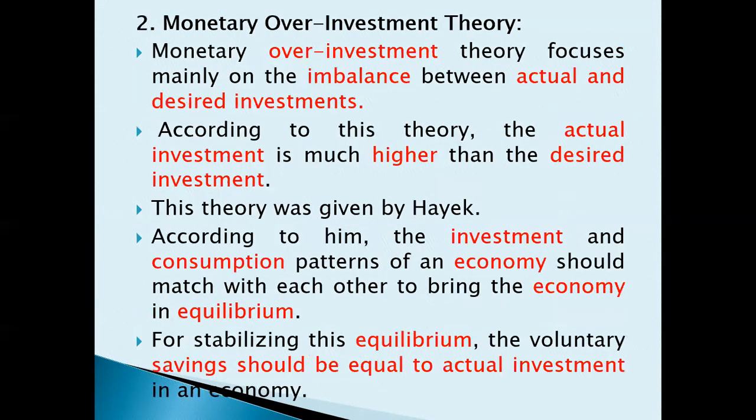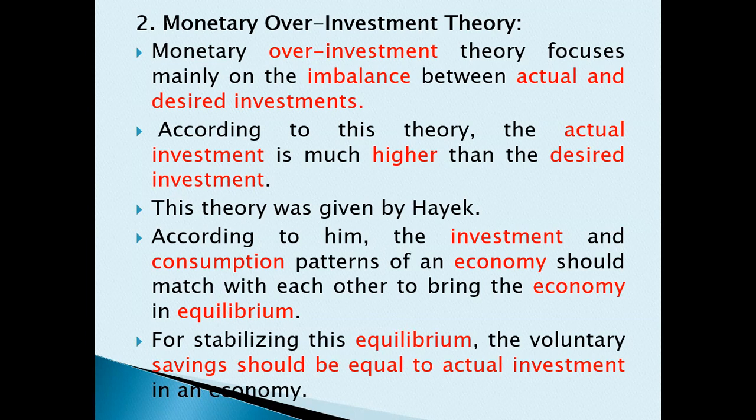Next theory is the monetary over investment theory. This theory mainly focuses on the imbalance between actual and desired investment. My actual investment will be different and my expected investment will be different. This theory tries to tell us how to maintain the equilibrium between actual investment and desired investment. My desired investment, maybe I wanted to invest 1 lakh rupees, but I don't have 1 lakh rupees. At that time, my actual investment may be 50,000. Getting this? So how to make the equilibrium between actual and desired investment? Due to the differences between these two, this also affects my business cycles.